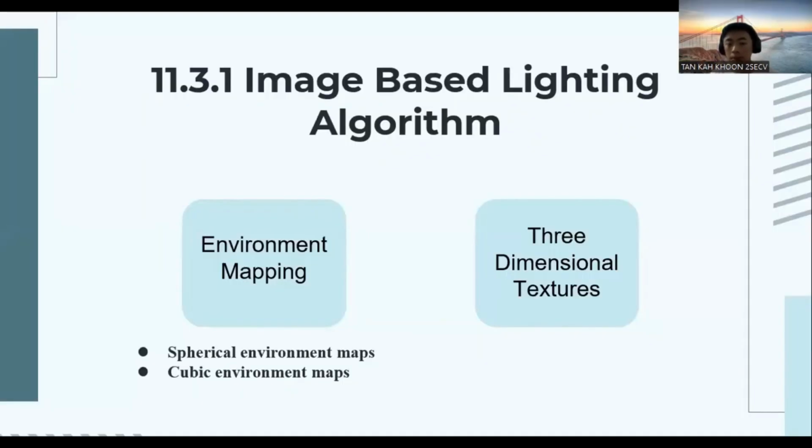Good day, everyone. My name is Tangka Kun. Next, I will proceed to the last two image-based lighting algorithms. First is environment mapping, which is a panoramic photograph of the environment taken from the point of view of an object in the scene. There are two common formats: spherical environment maps and cubic environment maps. The last one is 3-dimensional textures, which are a stack of 2D textures and are useful for describing the appearance or volumetric properties of an object.